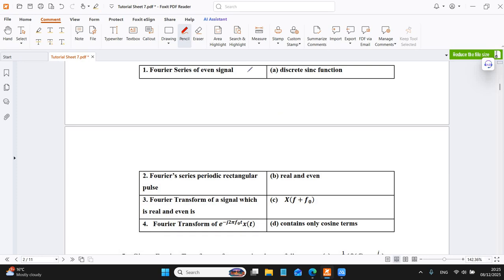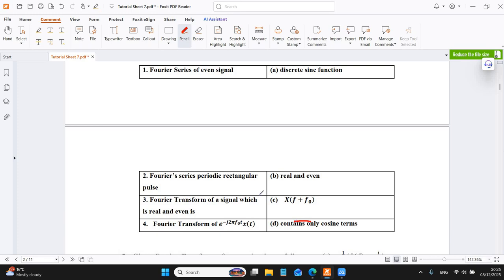And first of all, the Fourier series of a given signal, it is what? The Fourier series of an even signal will contain only cosine terms, right? So the first part, the answer is that it will contain only the cosine terms. That means option D. Okay. So the first part is option D.